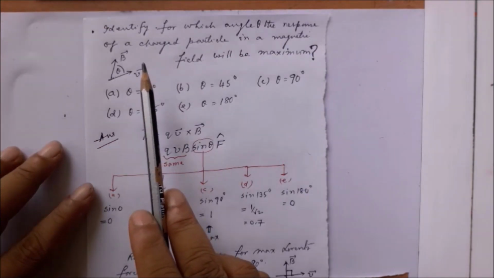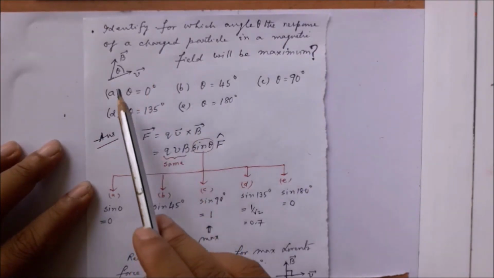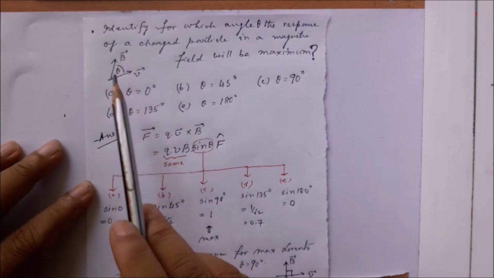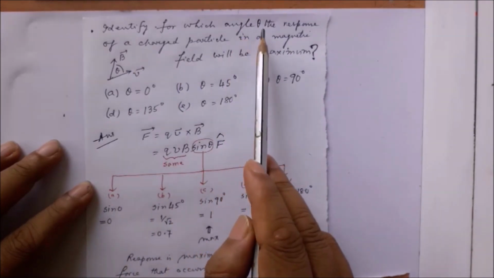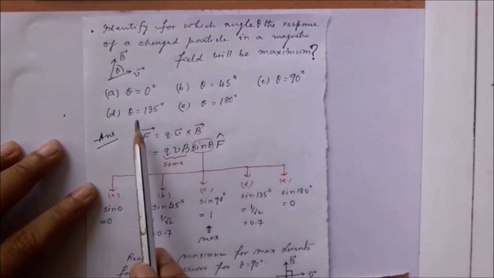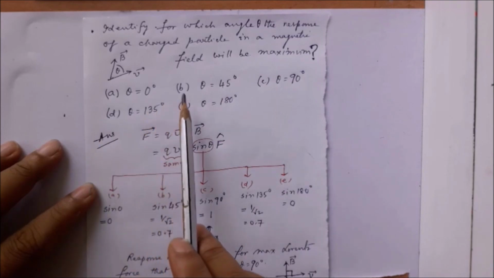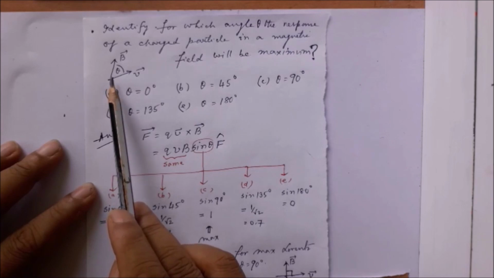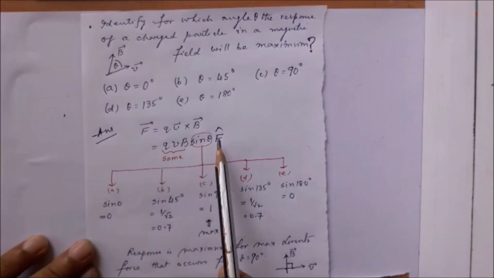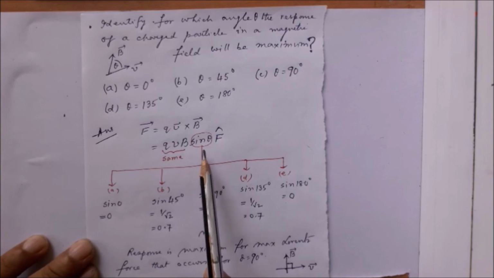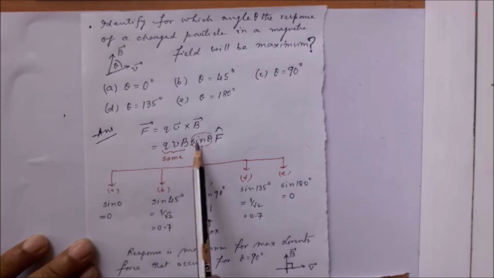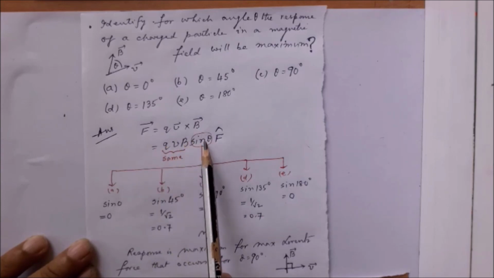Let us consider another problem. In this problem, this is the velocity, this is the magnetic induction, and this is the angle theta. Now in this problem, the angle theta varies, and there are so many options given, and we have to find for which angle the response of the charged particle will be maximum. This is the Lorentz force, and we write it explicitly. Now this Lorentz force has two parts. One is QVB, which for this problem is the same. So everything is decided by sine of theta.